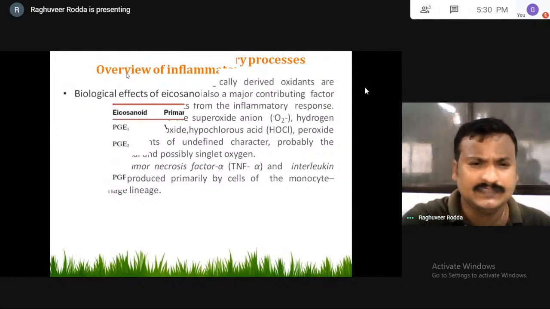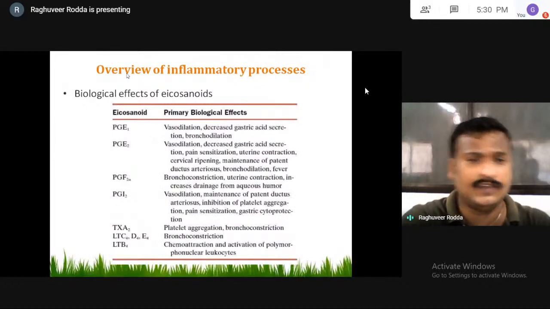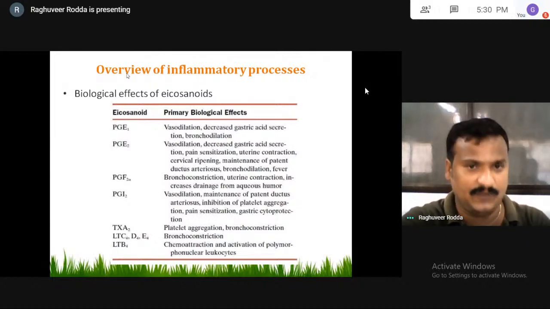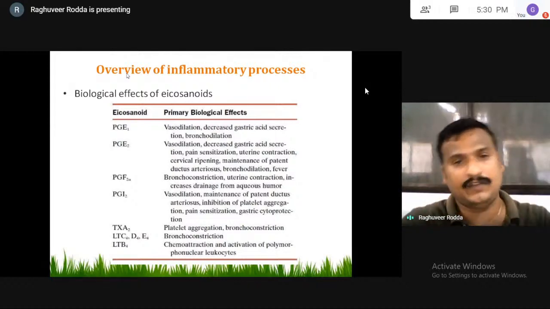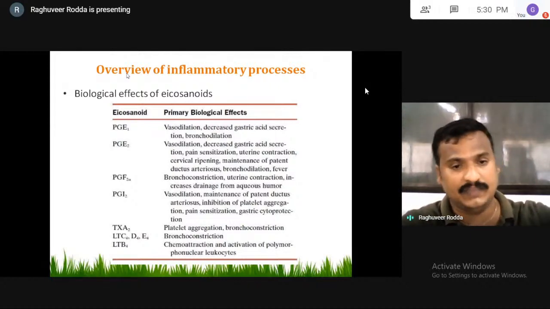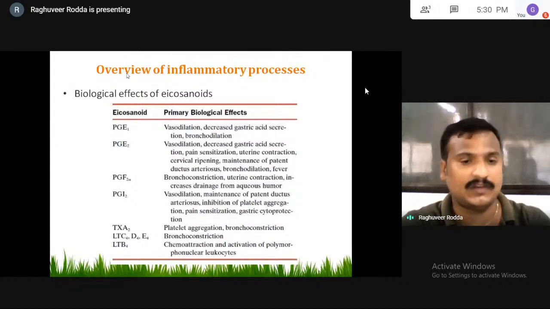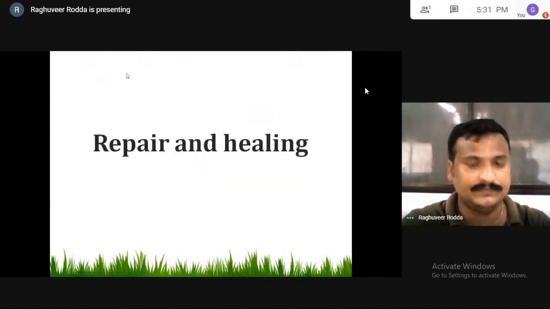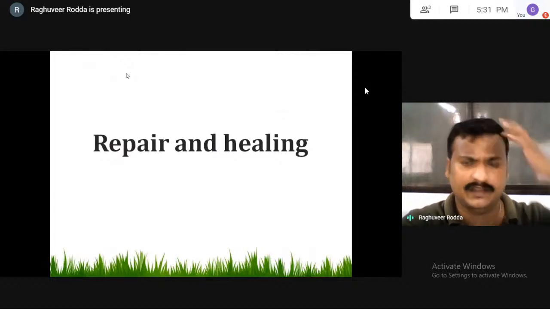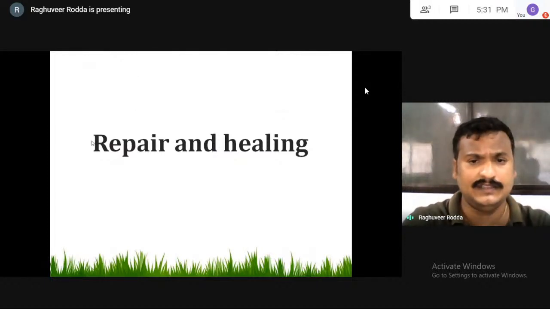I'll go a bit faster. These are the eicosanoids: PGE1, PGE2, PGF2 alpha. These are components produced by the arachidonic acid pathway. If it enters the COX pathway, prostaglandins and thromboxanes are produced, and if the eicosanoids enter the lipoxygenase pathway, there is a production of compounds like leukotrienes. Repair and healing process, we'll discuss later.